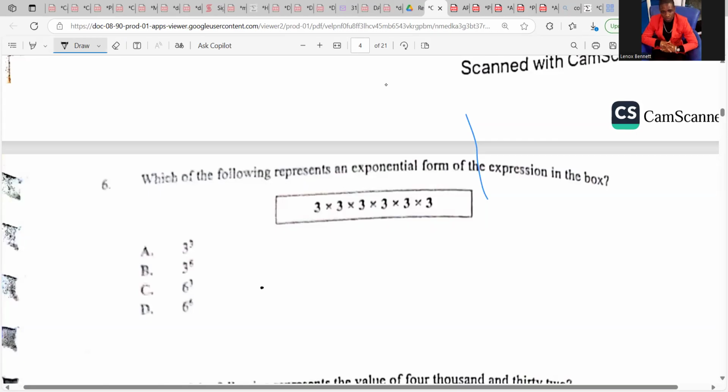It said, which of the following represents an exponential form of the expression in the box? 3 times 3 times 3 times 3 times 3 times 3. Agree, Sakira, agree. All right, so guys, just in case you're not seeing it, this is 3 to the 5th, and this is 3 to the 6th. This is 6 to the 3, and this is 6 to the 6. Agree, Joshua. Spencer agree, Daryl agree, Jake one, Sakina, Spencer. Pinnock, I think I disagree with this one for you though.